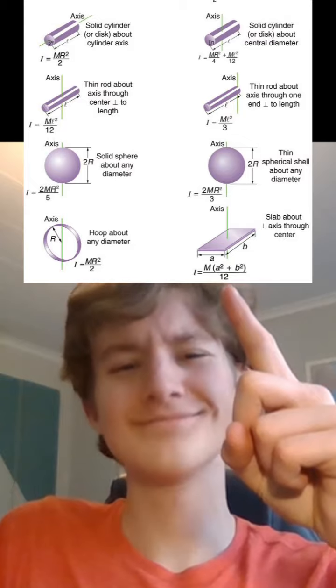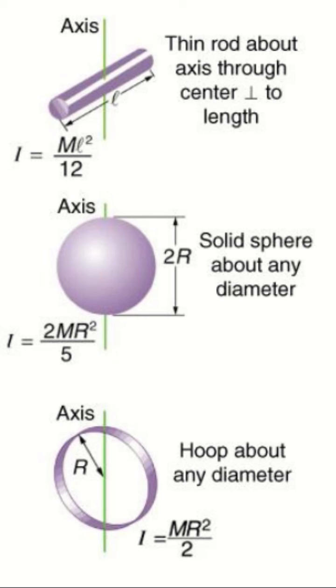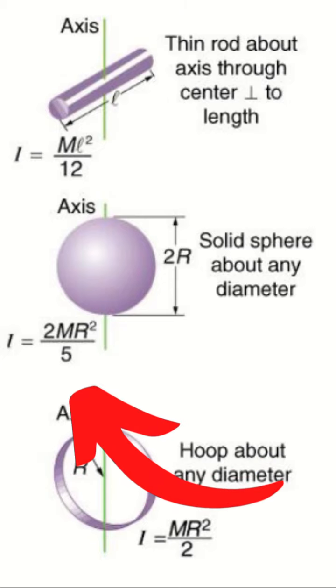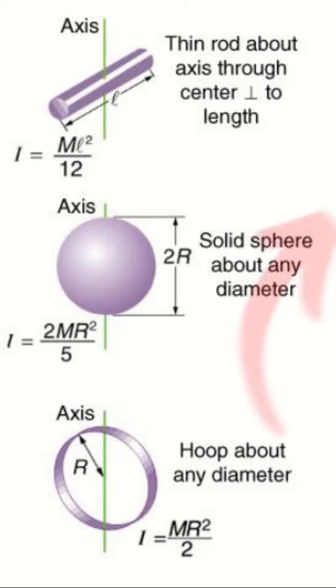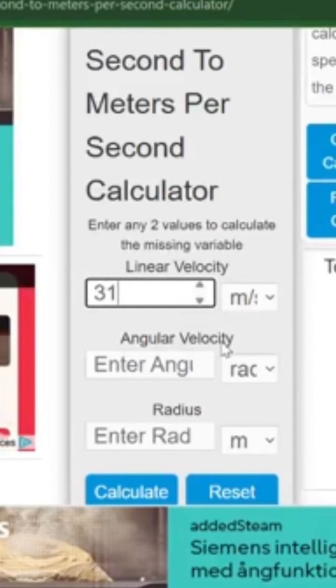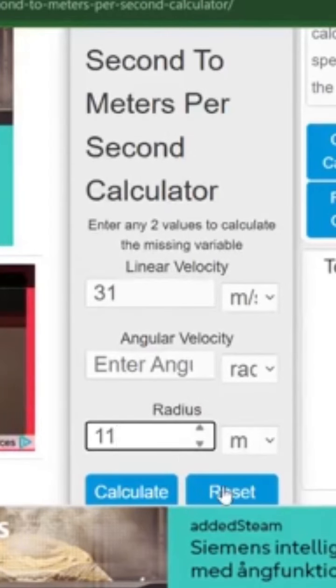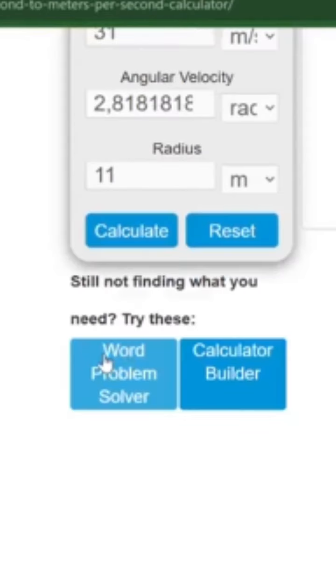But that's too complex, so instead we can use this image to see different formulas depending on the shape of the spinning object. For example, the inertia of a solid sphere around any diameter is 2 times the mass times the radius squared divided by 5. The speed of rotation can be found by plugging the object's radius and velocity into a meters per second to radians per second calculator online.